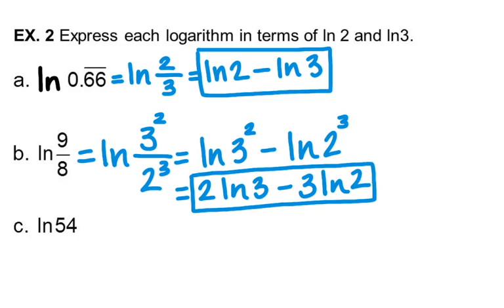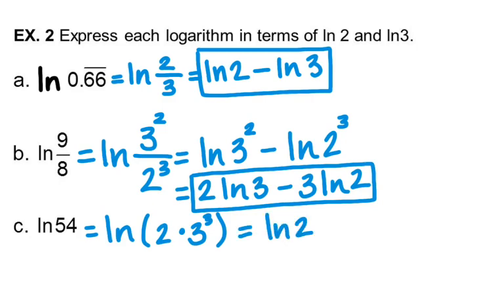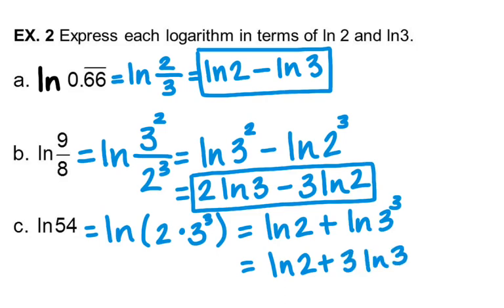Okay, part C, natural log of 54. So I'm going to do this time 2 times 3 cubed. I know that 3 cubed is 27, so 2 times 27 is 54. Then I can separate this into natural log of 2 plus natural log of 3 cubed. Then I bring my 3 down out front, so natural log of 2 plus 3 natural log 3. So we're just using those properties to rewrite in terms of other logs and natural logs.